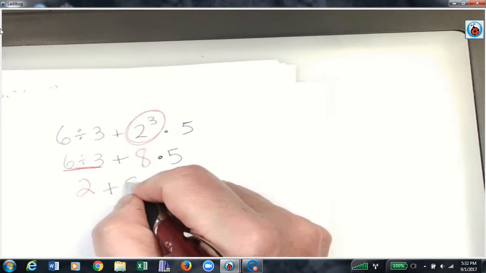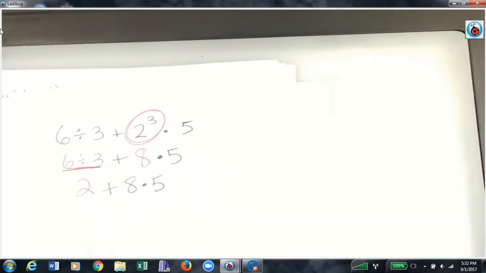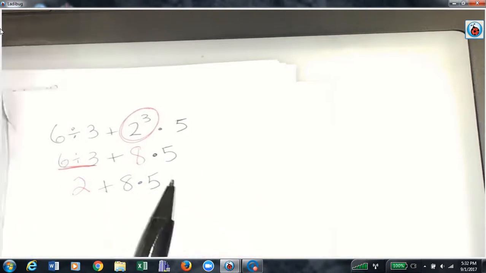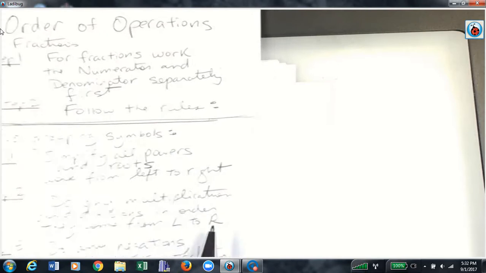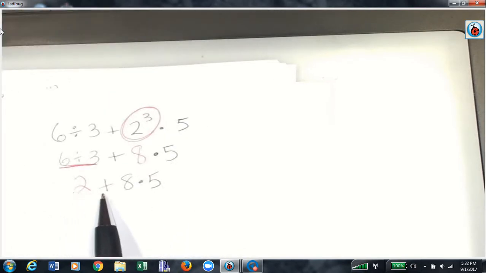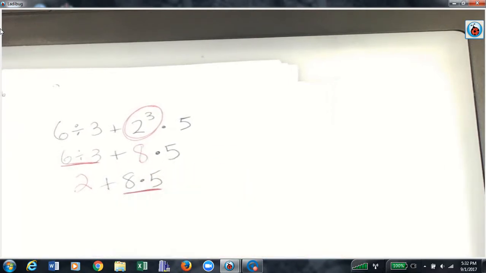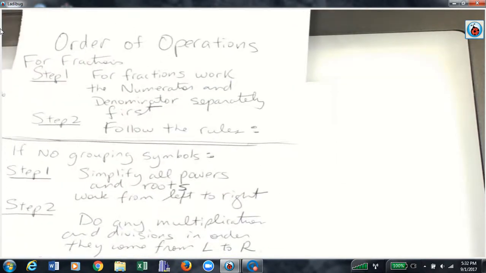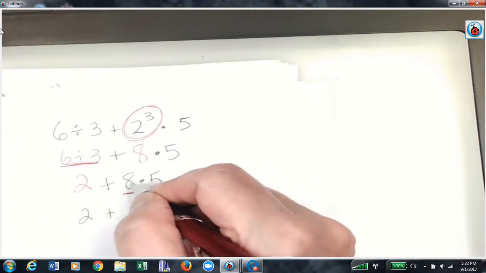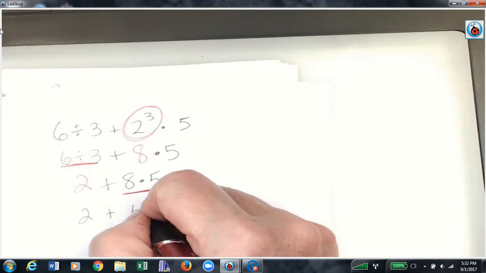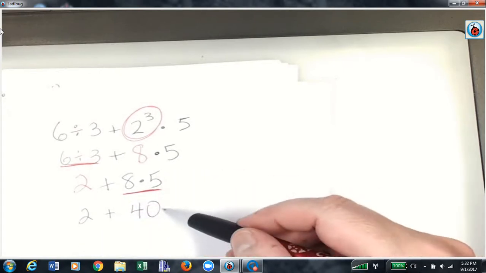And so I'll write everything as it was. Now this is the expression I'm at. And it says, do any multiplications or divisions in the order they come from left to right. So now going from left to right, that is not a multiplication or division, but I've got a multiplication here. So this is the one I have to do next. I'm still in step 2 until all of those have been done. So now on the next line, I'm going to have 2 plus, and 8 times 5 is going to be 40. And now this is where I'm at.